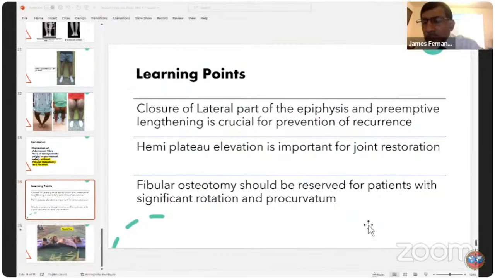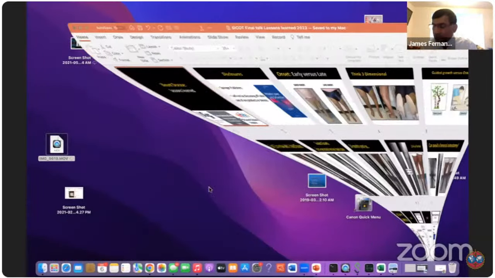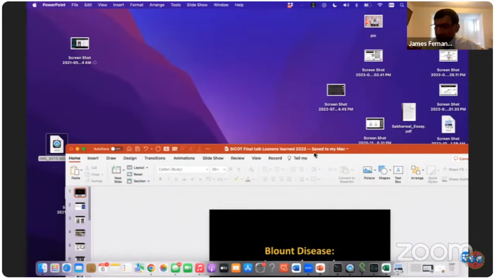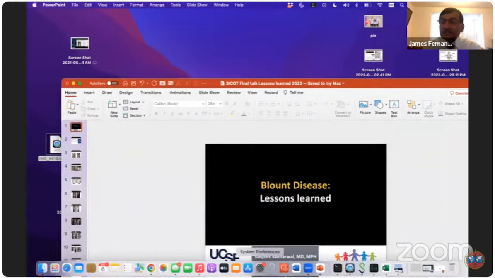Thank you, Prof. Eidelman, for your experience in these cases. I'm now going to invite Sanjeev Sabharwal, who possibly has the most publications on Blount's disease. He's director of limb lengthening and complex reconstruction at UCSF Benioff Children's Hospital. He's got a great track record and has been the previous president of LLRS. Sanjeev, please, thank you.